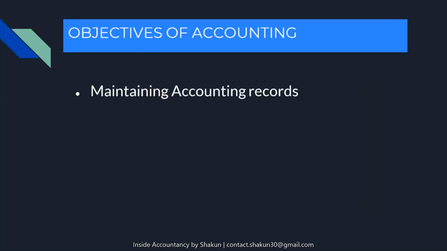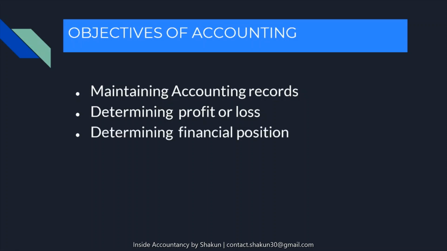Now, the various objectives of accounting, if we spell them out differently, they are maintaining the systematic accounting records, determining the profit or loss. The profit or loss can be ascertained by preparing trading and profit and loss account. Determining the financial position of the business. The financial position can be ascertained by preparing the balance sheet. The balance sheet shows us the status of our assets as well as of our liabilities. So it tells us about our financial position.